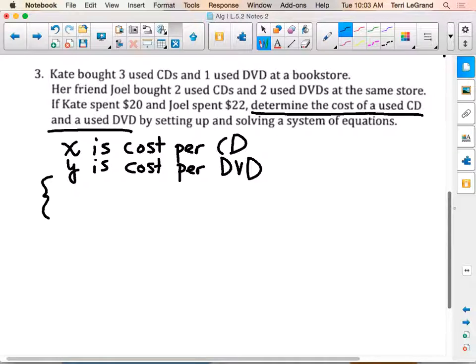Kate bought 3 used CDs, 1 used DVD. Then her friend Joel bought 2 CDs and 2 used DVDs, and Kate spent $20 and Joel spent $22. What do you think we could do here? Any ideas? We're going to do lots of this tomorrow, so come on, be brave. What could we do here?